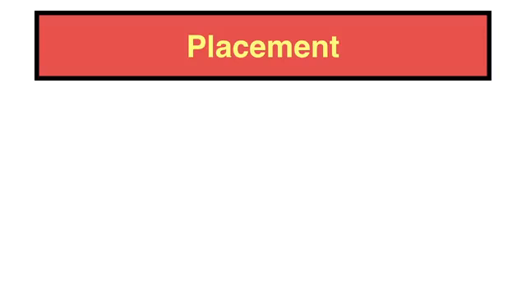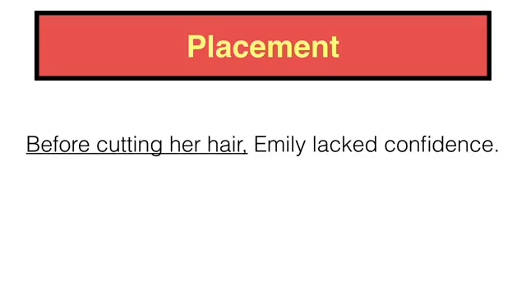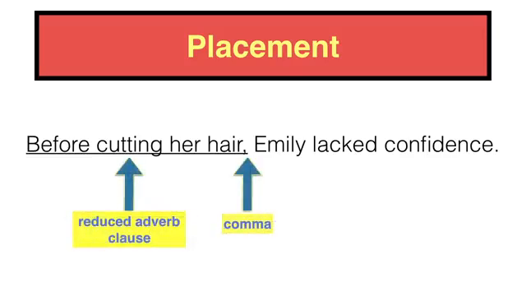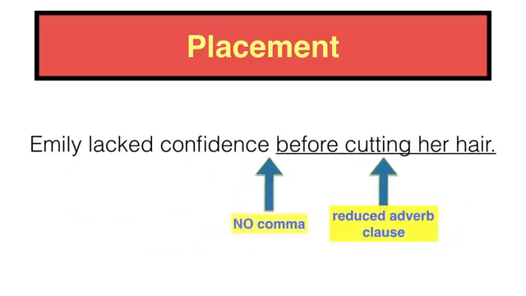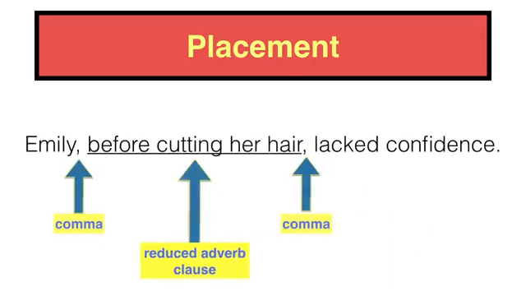Okay, let's quickly talk about where we can put these reduced adverb clauses. A reduced adverb clause most commonly comes at the beginning of a sentence. If it does, it's followed by a comma. It can also come at the end of a sentence. In this case, no comma is needed. And finally, it is possible for it to come in the middle, right after the subject. If this is the case, we need a comma before it and after it.